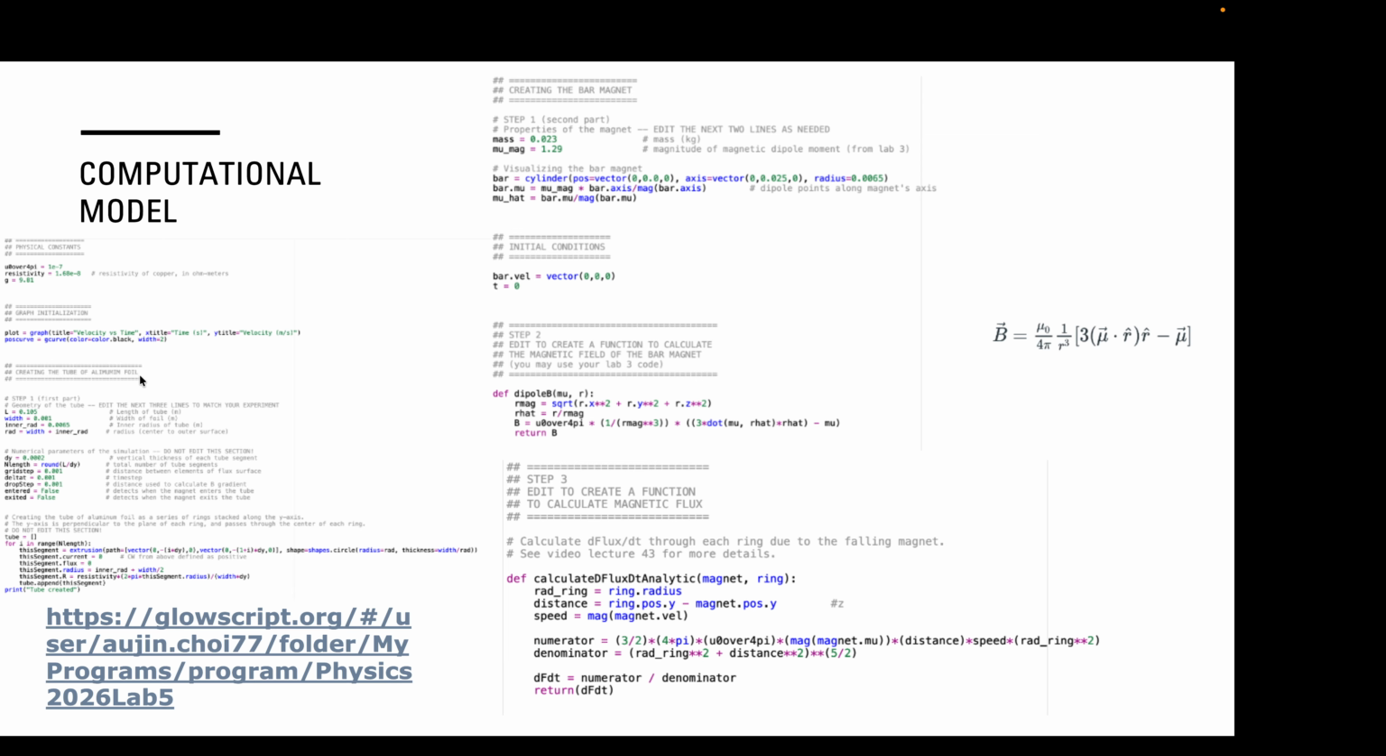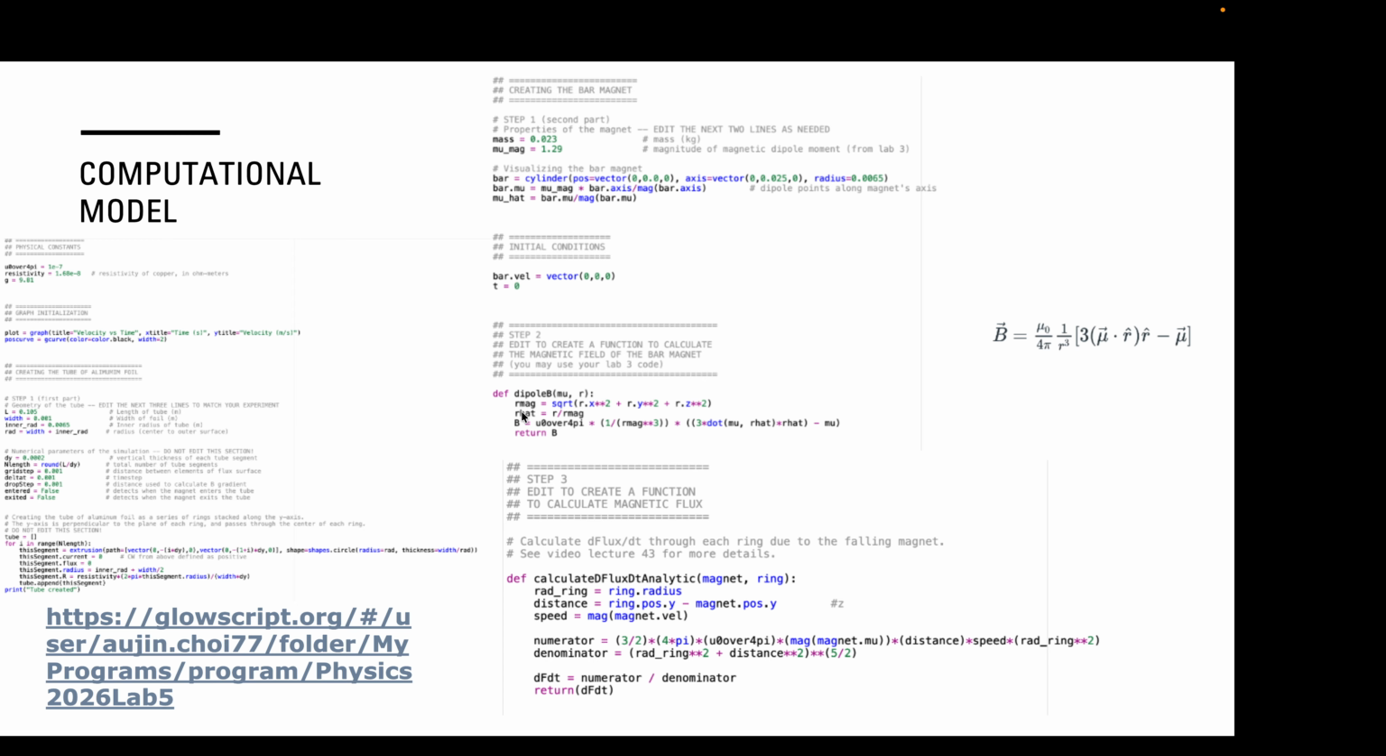Ohm's law. For the computational actual coding, here for step 1, we have our initial conditions. And here in the second part of step 1, we have our mass and our magnetic dipole moment, in which we're just plugging in magnetic dipole moments, and we're trying to find a time that is similar to our experimental time. Here are the initial conditions, that vector 0, 0, 0, t equal to 0.